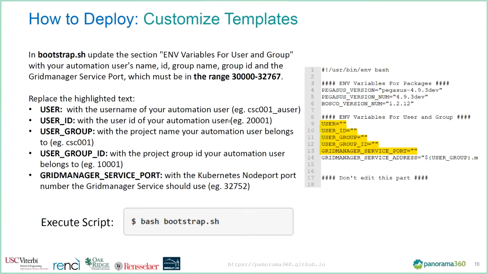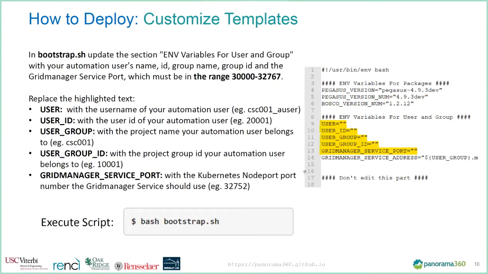Same with the user ID for your automation user and the user group for your group. For example, if your project is named after CSC001, that's also your group. And your group ID is the group ID referencing that specific project. Finally, for the grid manager service port, you need to pick a random port between the range of 30,000 and 32,767. That's because the Openshift cluster is only using this range of ports for the node port services.